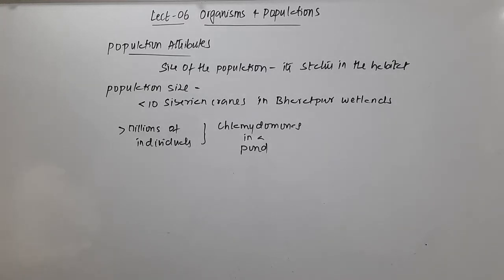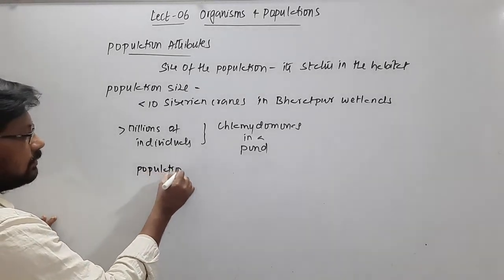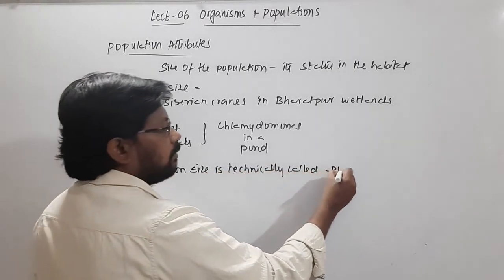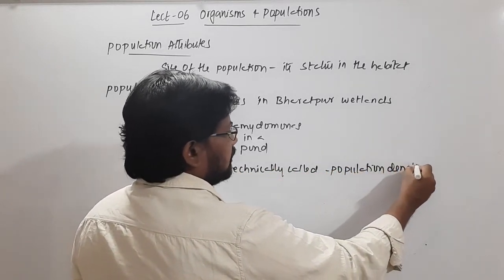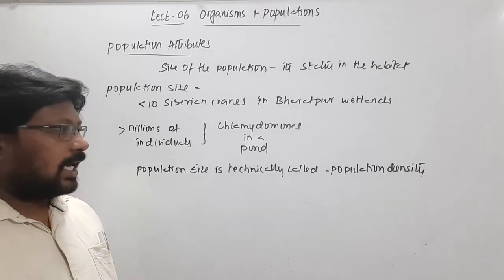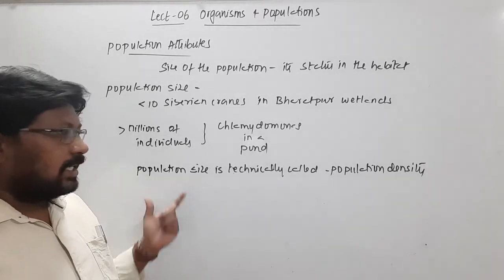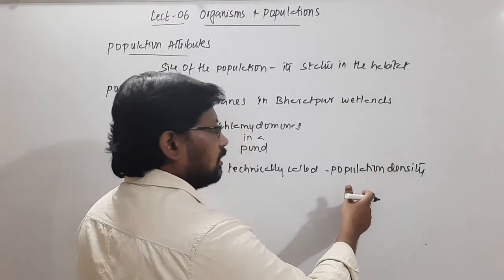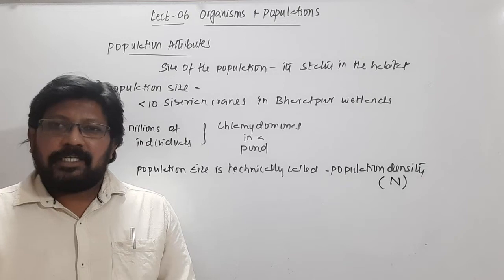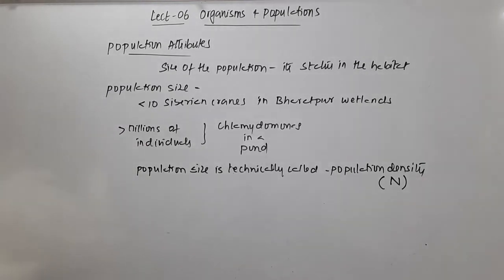Now, when we take population size, we technically call it population density. It means how many individuals of that particular species are present in that population. So population size is nothing but population density, and this is designated with the capital letter N. Whenever we use capital N in ecological studies, it indicates population density.